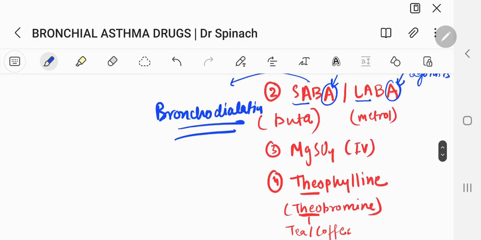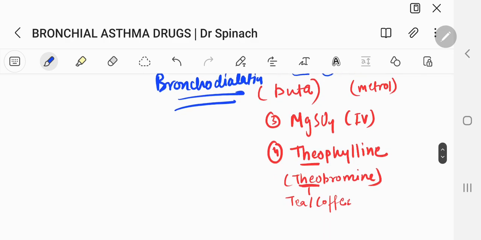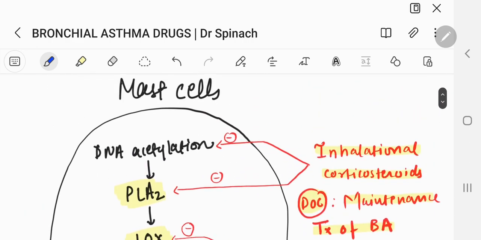We can also give magnesium sulfate IV, and we can also give theophylline. Theophylline is related to theobromine, which is also a component of tea and coffee. So all the side effects you can see in tea or coffee intake would be the side effects that you see in theophylline intake. That's all about bronchial asthma drugs.